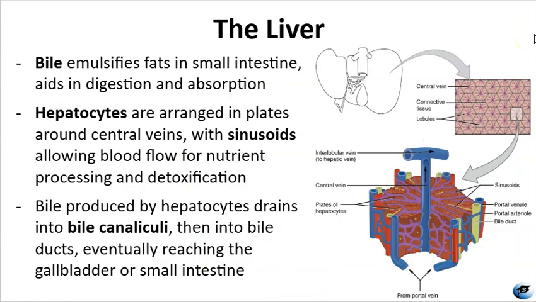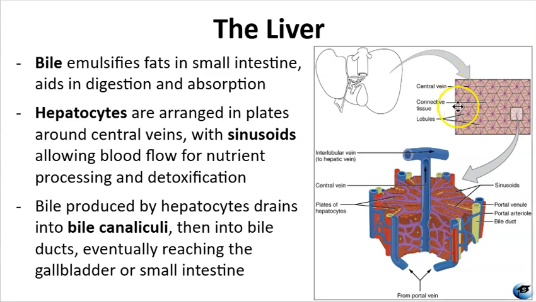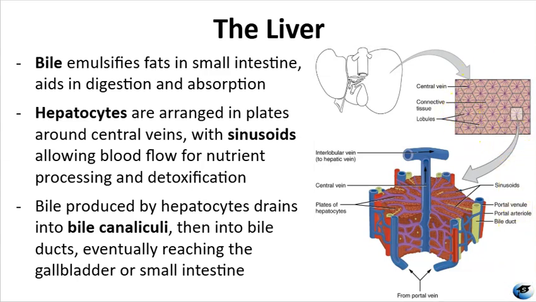Next we have the liver. The liver plays primarily a role in digestion via its production of bile. Bile emulsifies fats in the small intestine, and it breaks large fat droplets into smaller ones, making it easier for the digestive enzymes to work and allow for better fat absorption. At the microscopic level, the liver is organized into functional units called lobules. You can see those here.